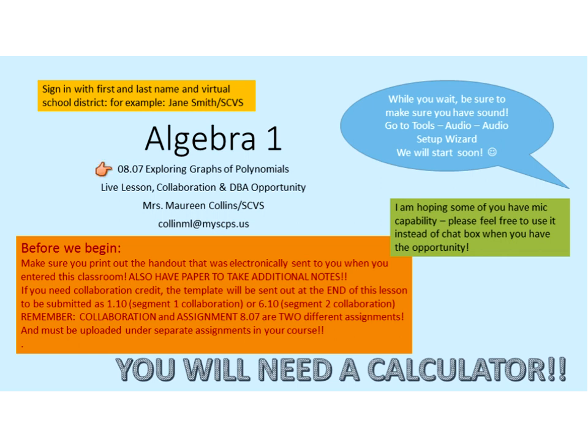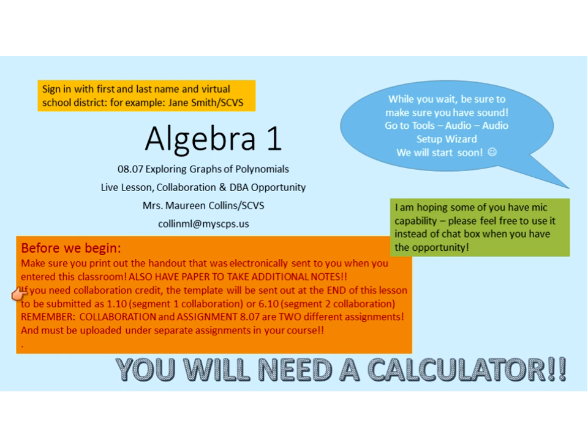So today the assignment is 8.07, Exploring Graphs of Polynomials. You should have printed out the handout that was electronically sent to you. That was 8.07. Also, you should have paper. You can use the back of that to take additional notes.